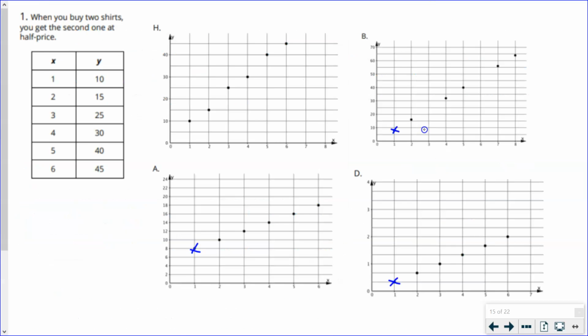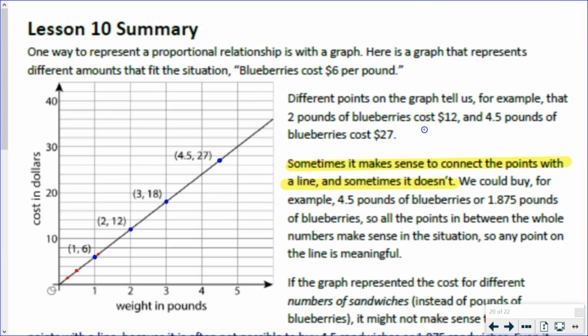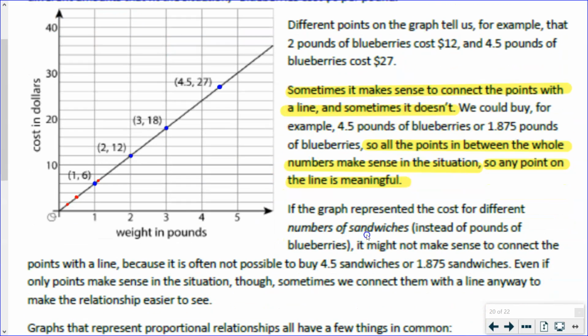When we can buy those partial amounts, as it says in our summary, we can connect those points with a line because any number between the whole numbers makes sense for the situation. We can buy half a pound, we can buy a 1/4 pound, we can buy 1.875 pounds. So any point on that line is meaningful. That's different than our t-shirts. We can't buy half a t-shirt.